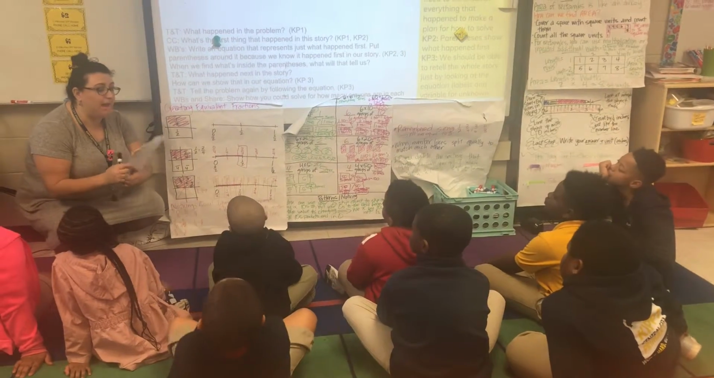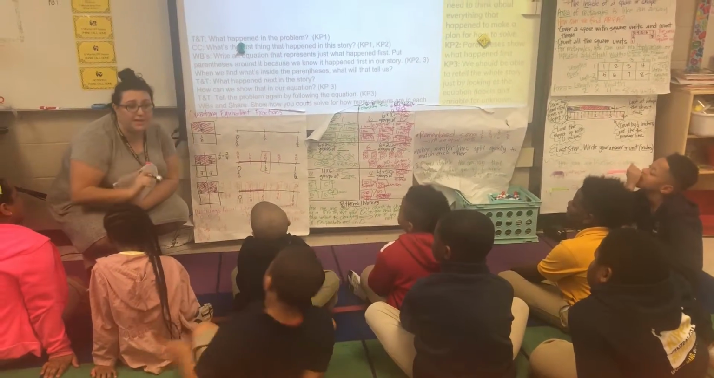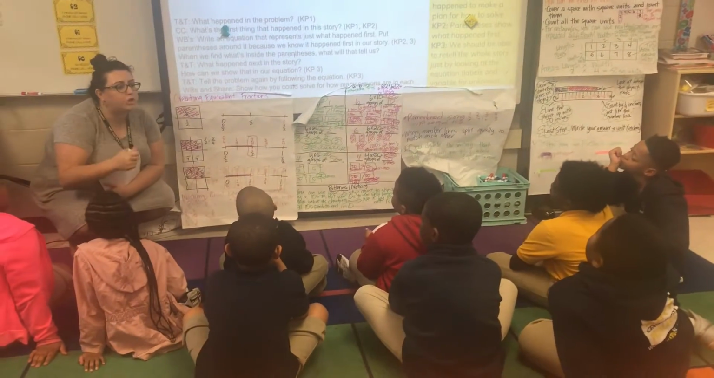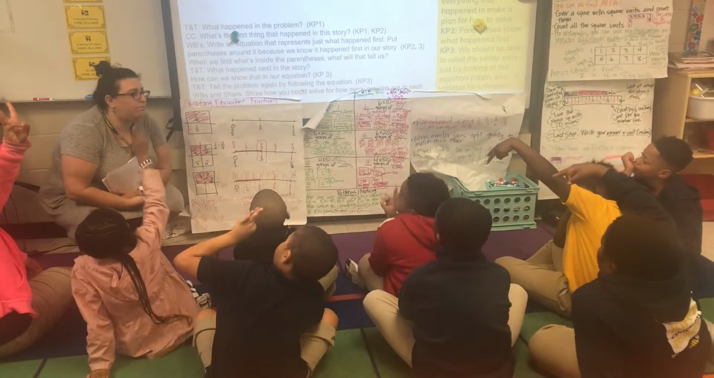What we're going to do now is write an equation that shows all the things that happen in this story. So first we need to figure out exactly what happened. Show me on your fingers how many things happen in this story.